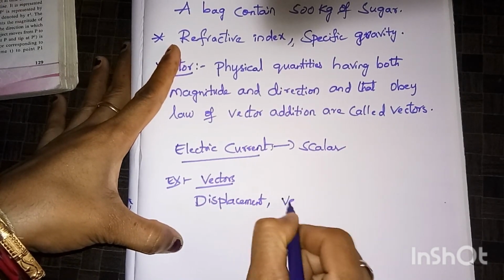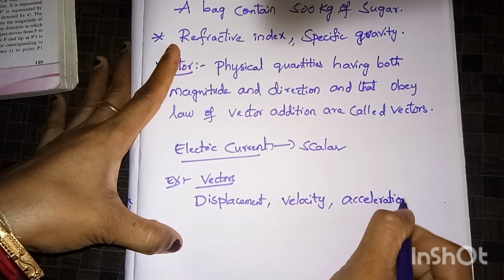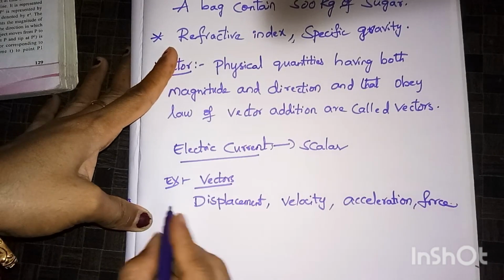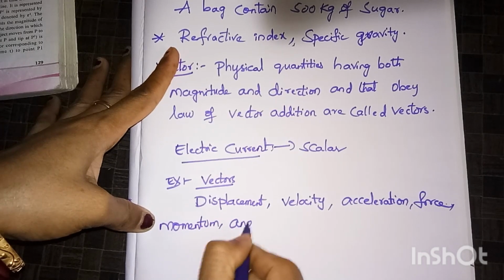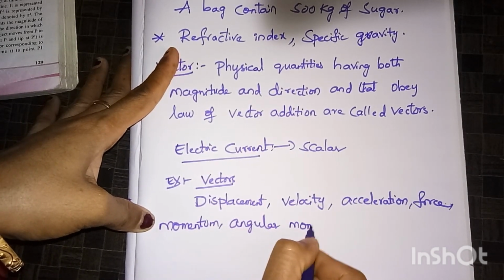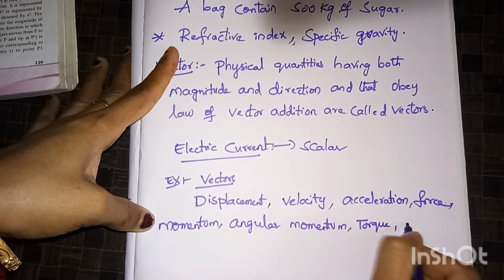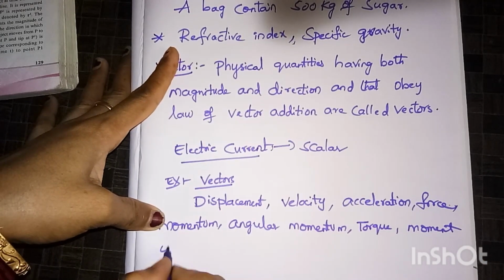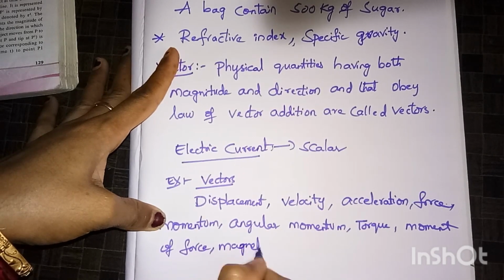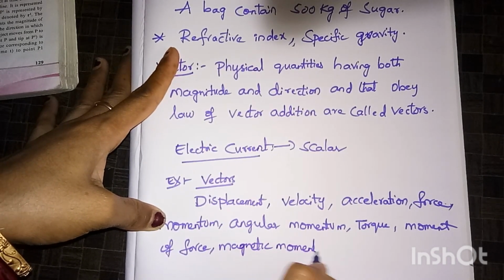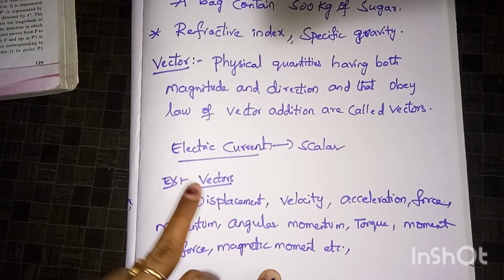So displacement, velocity, acceleration, force, momentum, angular momentum, moment, torque, moment of force, magnetic moment, etc. These physical quantities are examples of vectors.